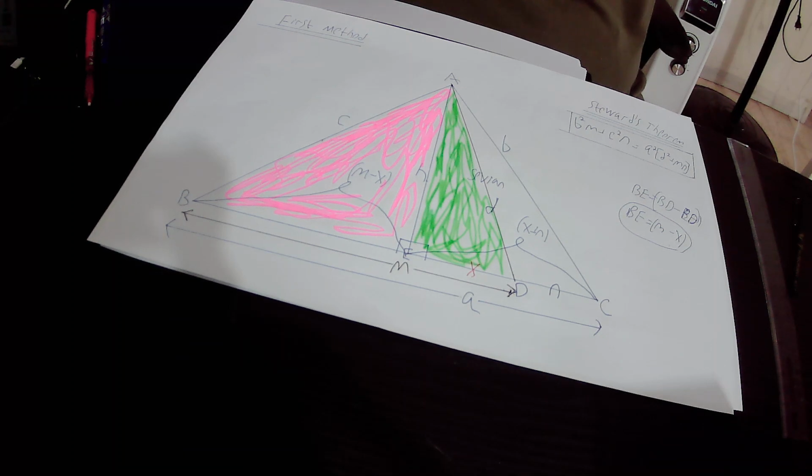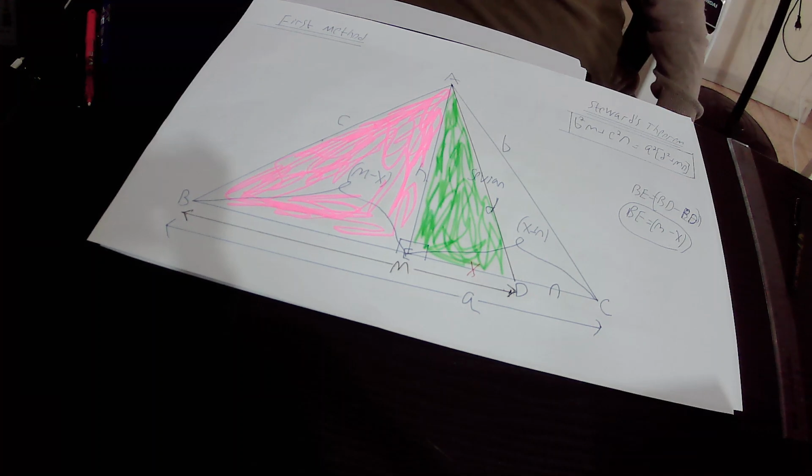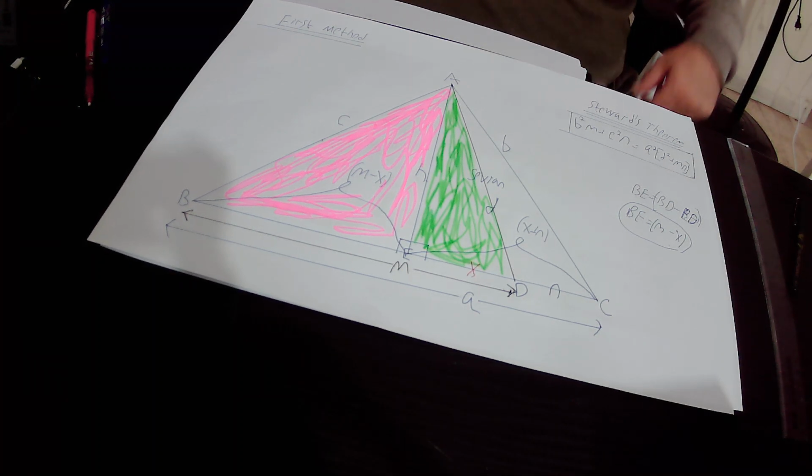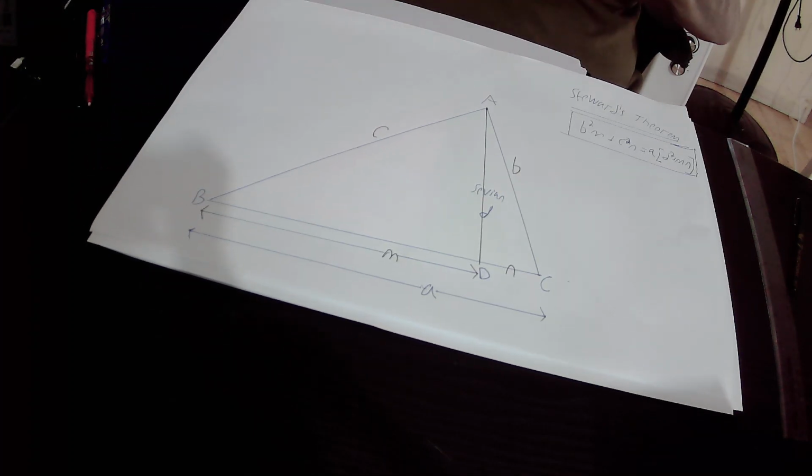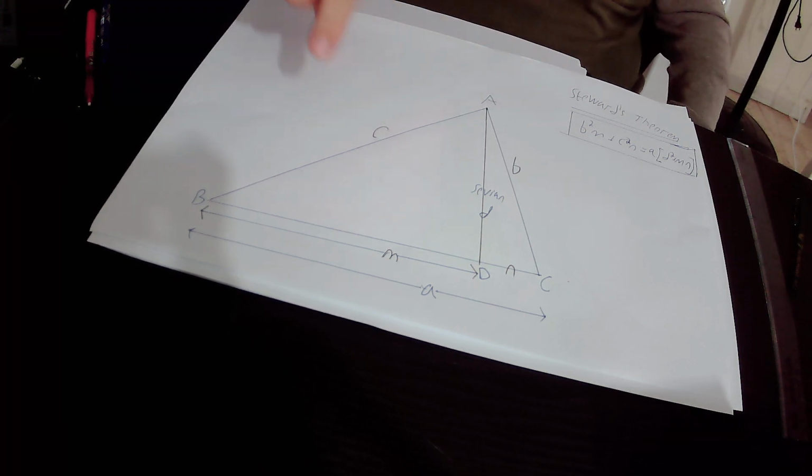In a nutshell, Stewart's theorem yields a relation between the lengths of the sides of a triangle and the length of its cevian. Again, Stewart's theorem yields a relation between the lengths of the sides in the triangle and the length of its cevian. The cevian here is AD. It is equal to d units in its length.